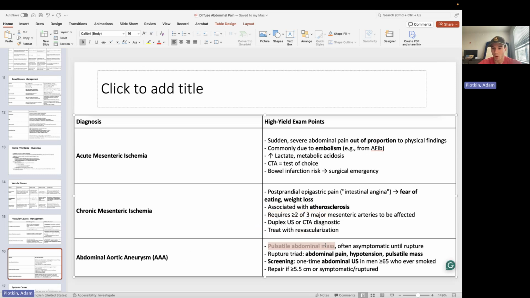AAA, we'll look for a pulsatile abdominal mass. We might see abdominal pain, hypotension, pulsatile mass. For screening, we'll do the one-time abdominal ultrasound in men greater than 65 who have ever smoked. And then we'll repair if greater than 5.5 in men, 5 in women, or if it's rapidly enlarged, greater than 0.5 centimeter in less than 6 months.